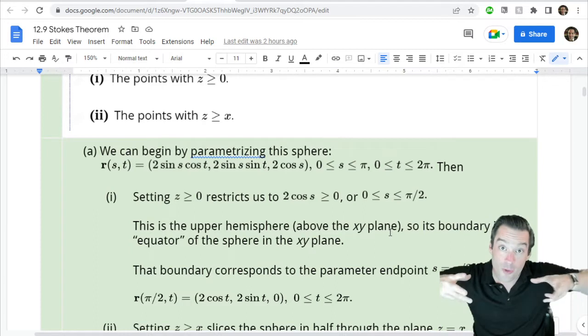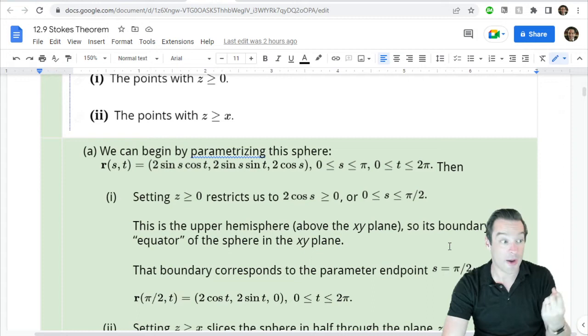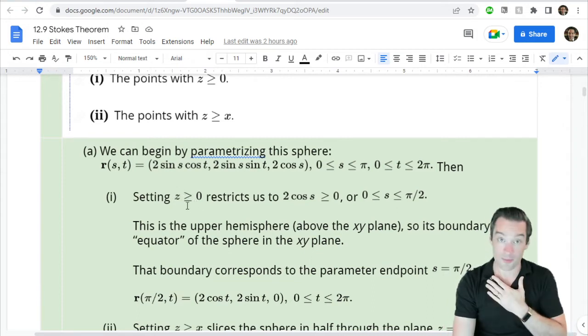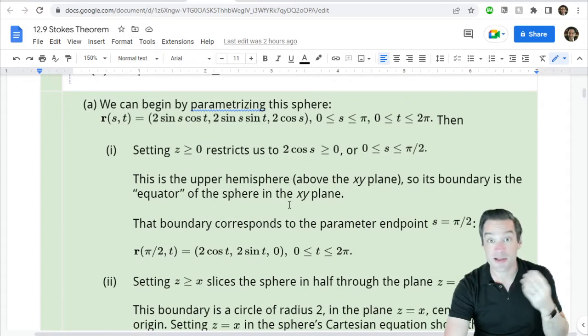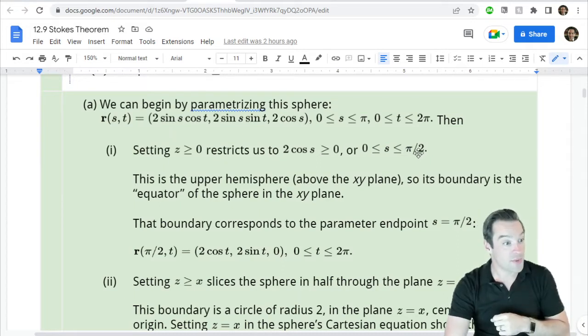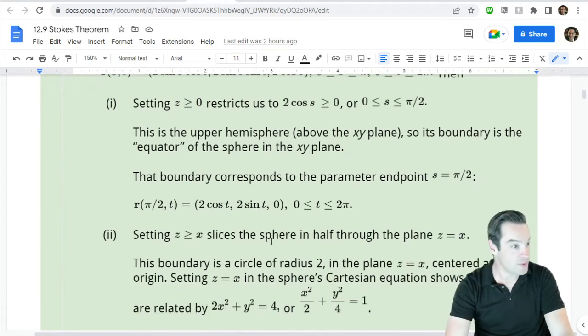And the fringe, the border of that upper hemisphere, is going to happen at the place where s is equal to pi over 2, so on the equator. Another way to say that is that the border is going to happen when z is equal to 0. So the border is the equator of the sphere in the xy plane. And I can get a parameterization, it turns out, because that border corresponds to a single value of one of my parameters, s equals pi over 2. I can get a parameterization for the curve, which is the border, the boundary, just by evaluating my original parameterization by setting s equals pi over 2 to be constant. Right? And then I get this curve, which really does parameterize a circle of radius 2 in the plane z equals 0, centered at the origin.